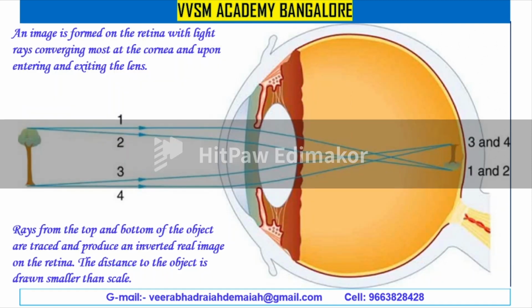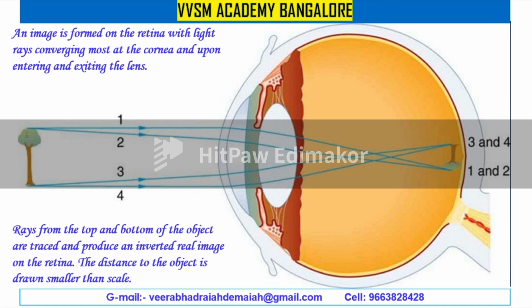Coming to the eye for a distant object. An image is formed on the retina with the light rays converging most at the cornea and upon entering and exiting the lens. The rays from the top and bottom of the object are traced and produce an inverted real image on the retina. The distance to the object is drawn smaller than scale.